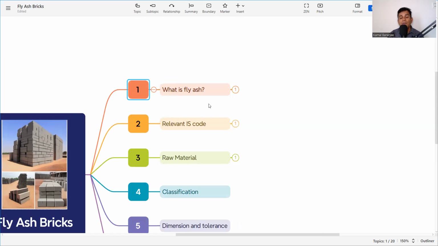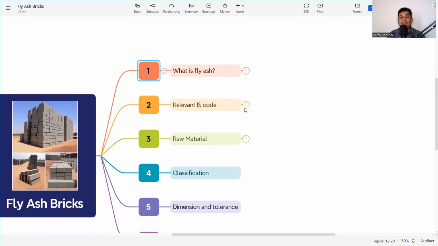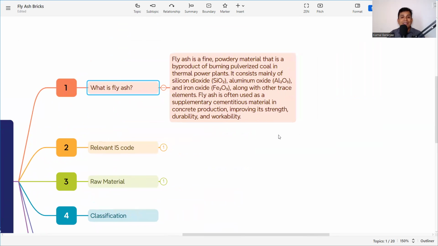So without wasting time, let's start fly ash bricks. To know what is fly ash brick, first we need to know what is fly ash. Fly ash is a fine powdery material that is a byproduct of burning pulverized coal in a thermal power plant. In a thermal power plant, the main resource for producing electricity is coal. And when the coal is burning, this fly ash is produced.